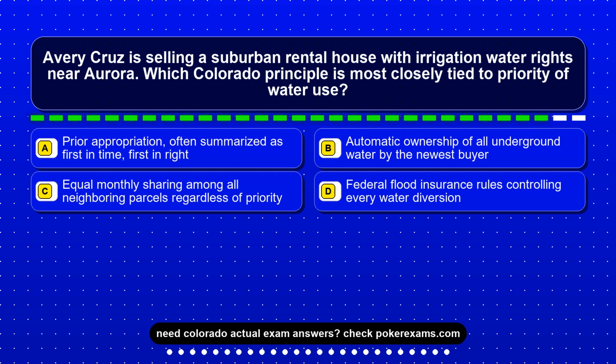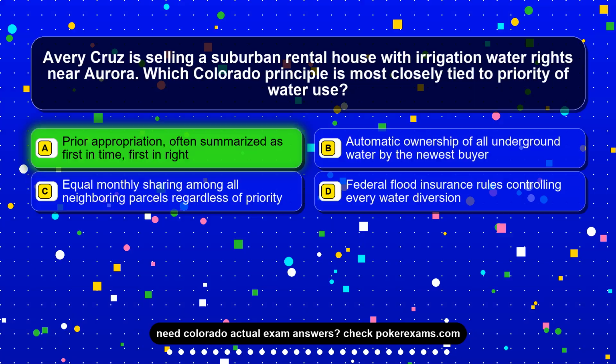Question 18. Avery Cruz is selling a suburban rental house with irrigation water rights near Aurora. Which Colorado principle is most closely tied to priority of water use? Option A, prior appropriation, often summarized as first in time, first in right. Option B, automatic ownership of all underground water by the newest buyer. Option C, equal monthly sharing among all neighboring parcels regardless of priority. Option D, federal flood insurance rules controlling every water diversion.